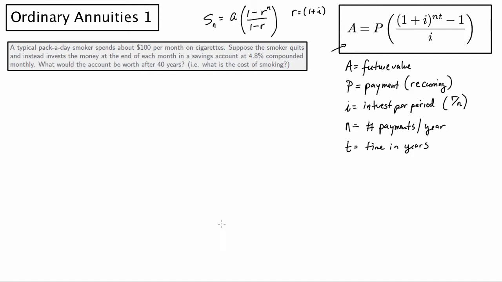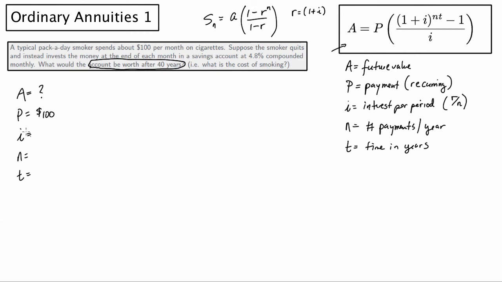Now, we want to apply that formula to this problem, and so what I suggest is we go through and list for each variable what the values are, and then we'll take a look at how to solve it in the calculator from there. So, starting with the future value, it wants to know what would the account be worth after 40 years, and that is asking what is the future value. So I'm just going to leave that question mark for now. We're going to have to come back and solve for that. What is the recurring payment? Well, if you're spending $100 per month on cigarettes and you decide to invest that money instead, then the $100 is the recurring payment amount.